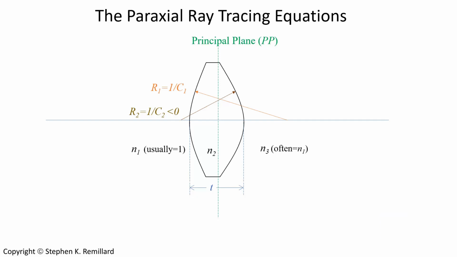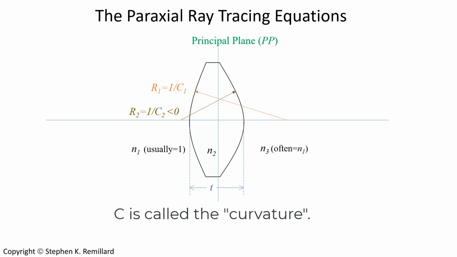I'll begin my description with a single thick lens where there's a front surface of radius R1 and a back surface of radius of curvature R2. C is the inverse of the radius, so typically radius is taken in millimeters and C is in inverse millimeters.